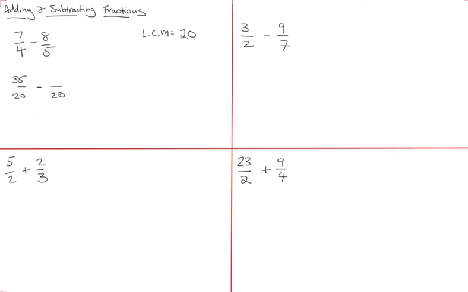And this one here, 5, in order for this 5 to become a 20, I've had to multiply it by 4. So I just multiply the 8 by 4 as well. Now 4 8s are 32.